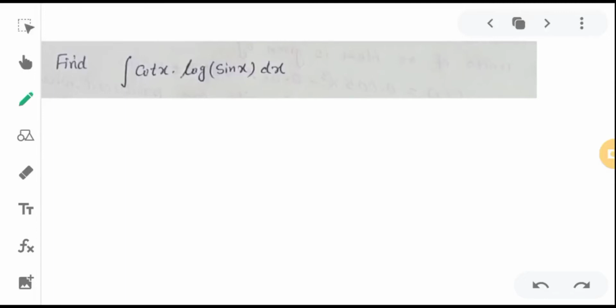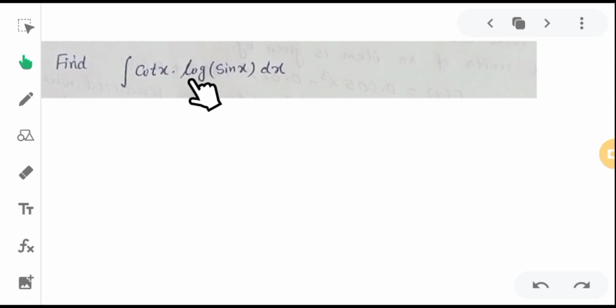In this video we will find the integration of cot x into log sin x dx. Okay, so how can we do this question? We have to find the integration. Direct formula we don't know, correct? You can use the u into v formula.